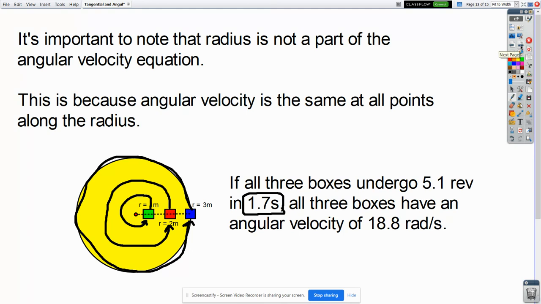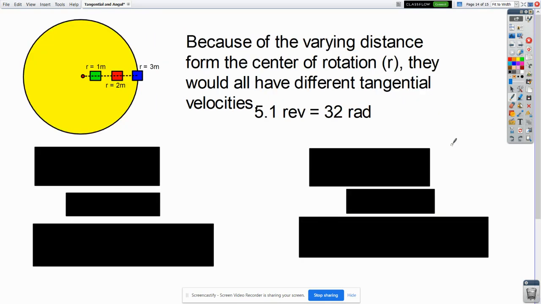Angular velocity and tangential velocity are two entirely different things. You can have three objects, like three horses on a carousel, that have the exact same angular velocities, but each one of them will have very different tangential velocities. Let's take a look at how it works.